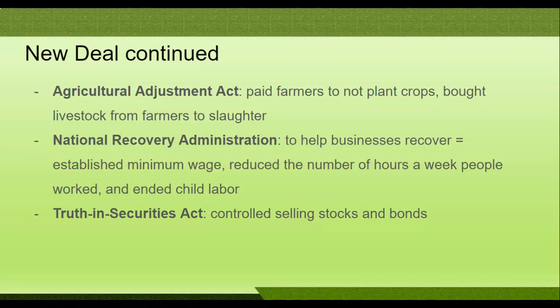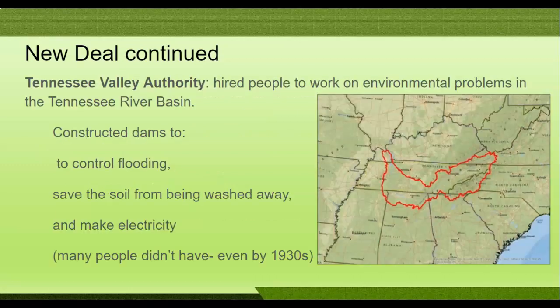There's also the Truth in Securities Act, which helped control buying and selling, so people aren't speculating. People aren't just buying and then quickly turning around and selling, because that does not create a stable economy.